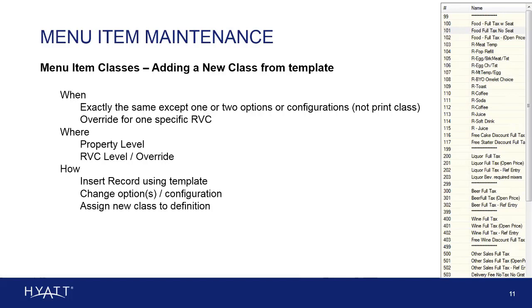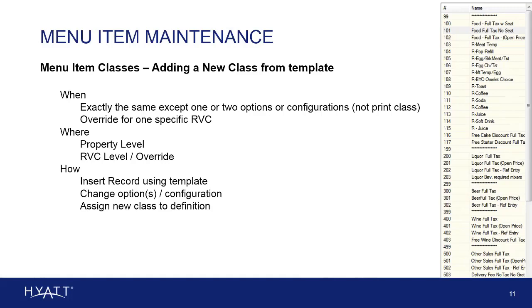Where you do this is important. If you are adding a new menu item class at the property level, then it will be inherited in all revenue centers. If you're adding it in a revenue center level, particularly just for one revenue center that has a different option, you could just override that menu item class, and you wouldn't have to reassign it to the items that are already assigned from that revenue center.